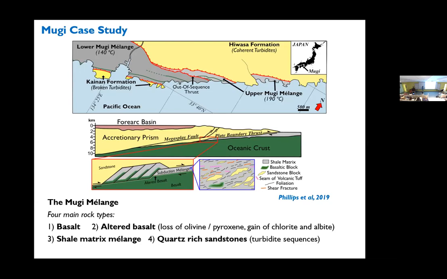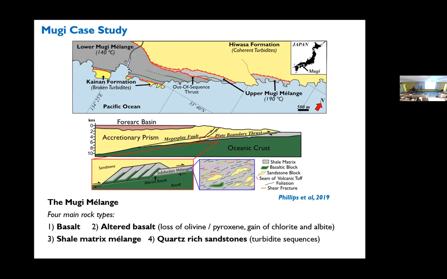Then you enter into this gray unit, that's subduction melange. It's got a shale matrix and then blocks of sandstone and basalt sitting in it, and these kind of seams of volcanic tuff. Then finally we get above it into this accretionary prism, and this is a quartz-rich sandstone. And once you get into that, it's relatively undeformed. You can see the turbidite really clearly in it.